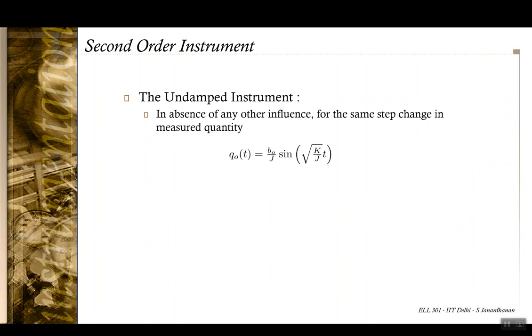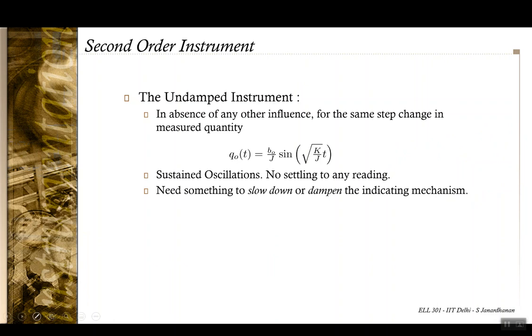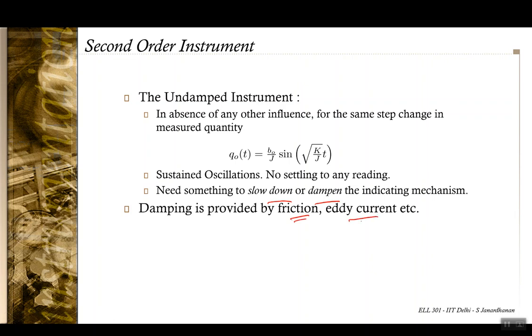The reading should settle at some value, so you need something to damp the reading. The sustained oscillation is of no use, so you need something to slow down or dampen the indicating mechanism so a fixed reading can be obtained. This damping is usually provided by friction in a mechanical system or eddy current in the electrical equivalent. So you can have friction based damping, or eddy current based damping. In both cases, the important point is that damping is provided.